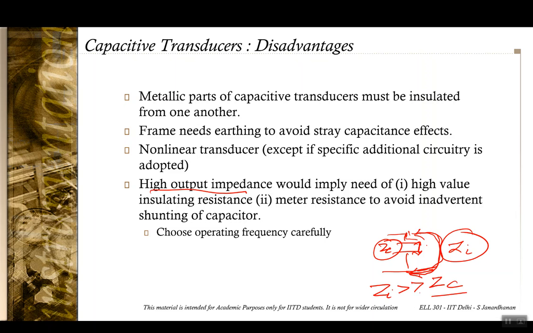In any case, what is to be kept in mind is that the capacitor has to be operated in a range where its impedance is lower than the impedance of the meter or the insulation, but quite higher than the impedance of other components of your circuitry.